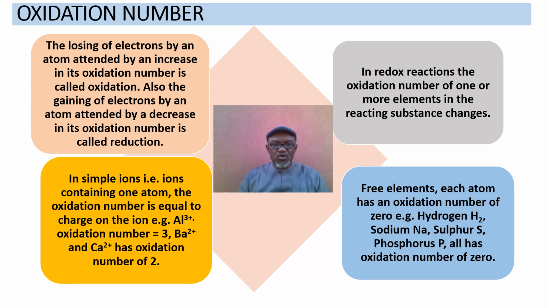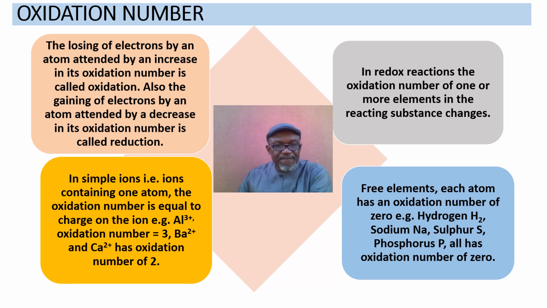Now we have some rules. Free elements, such as an atom, have an oxidation number of 0. That's why we said zinc oxidation number is 0, copper oxidation number is also 0. So free elements, their oxidation numbers are 0, e.g. hydrogen, sodium, sulfur, phosphorus, all have oxidation number of 0, and so on. So many of them, all the free elements, their oxidation numbers are 0.